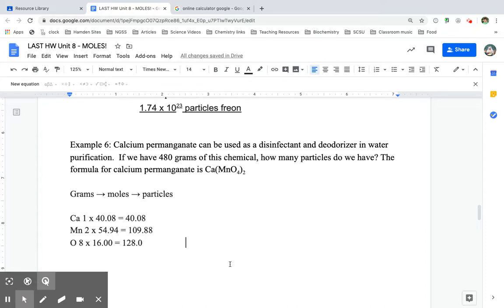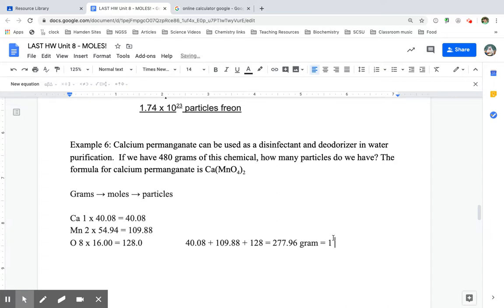All right, I plugged these into my calculator. Now the next step is to add them together. 40.08 plus 109.88 plus 128 equals, go back to your calculator and do it, 277.96. These are the grams that are equal to 1 mole of calcium permanganate.